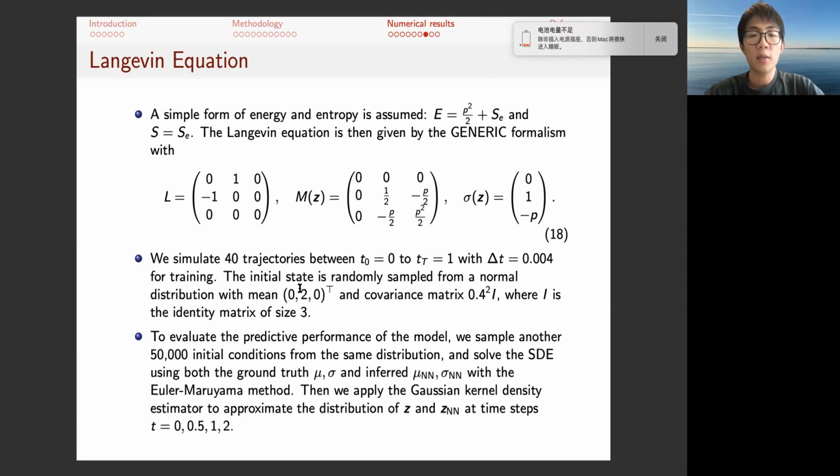To evaluate the predictive performance of the model, we sample another 50,000 initial conditions from the same distribution and solve the SDE using the learned drift and diffusion term with the Euler-Maruyama method. And we apply the Gaussian kernel density estimator to approximate the distribution of V and z at time steps t equals 0, 0.5, 1, and 2. Note that the training data are only from 0 to 1, so the result for t equals 2 actually corresponds to extrapolation in time.